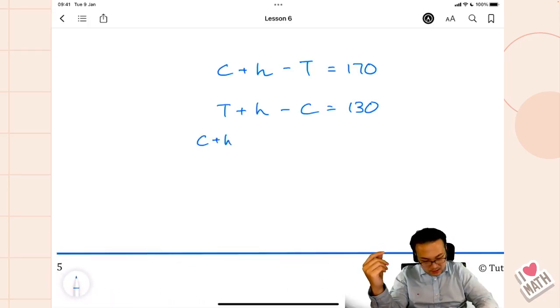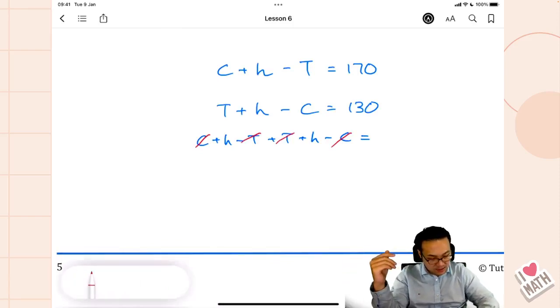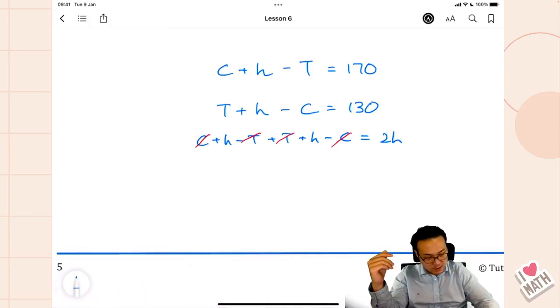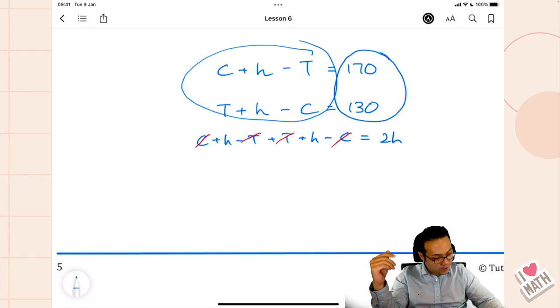This plus this minus this plus this plus this minus this. What do we get? Okay, the cat minus the cat become nothing. Turtle minus the turtle becomes nothing. You are left with 2 heights. So what can I say? You add everything together, you must add everything together here as well.